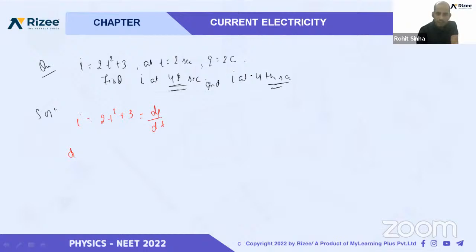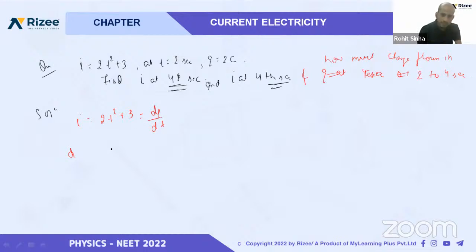I at 4 second, and also q at 4 second. How much charge is flowing? How much charge flowed from, let's say, 2 to 4 second? This question. Okay. Now let us see.